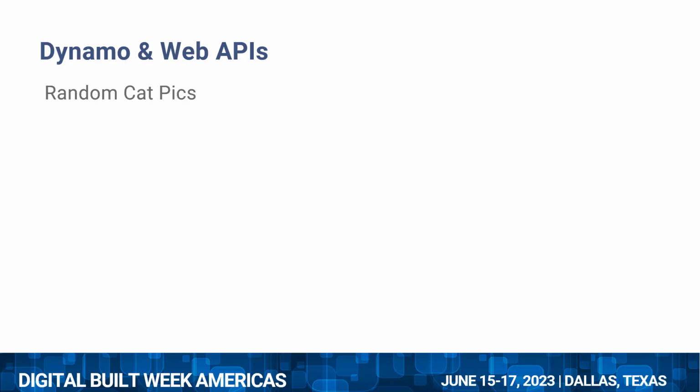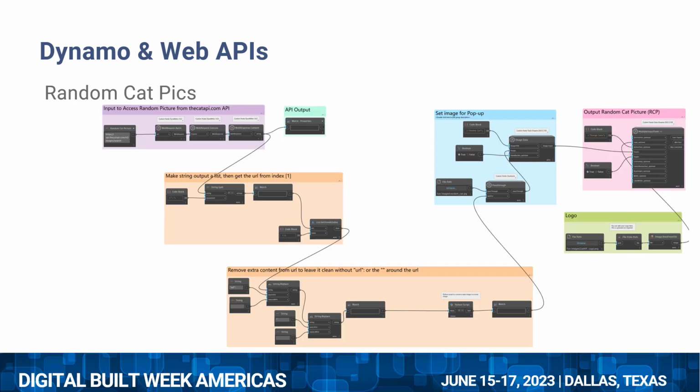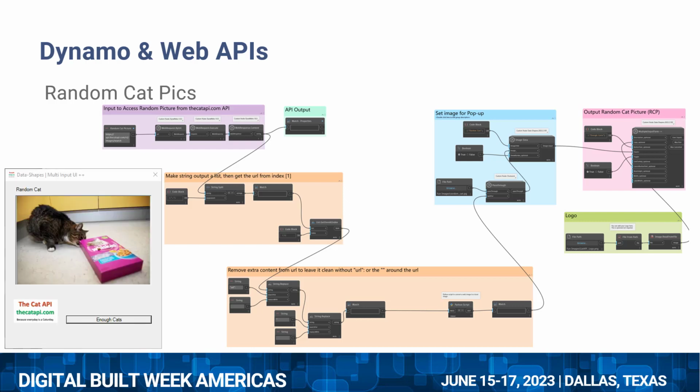Well, everyone loves cats, so why don't we create some random pictures of cats? Well, I don't want to create the pictures, and somebody created an API, catapi.com, that just shows random pictures. So why don't I just get those random pictures? Something like this. Perfect. I can do that with Dynamo.